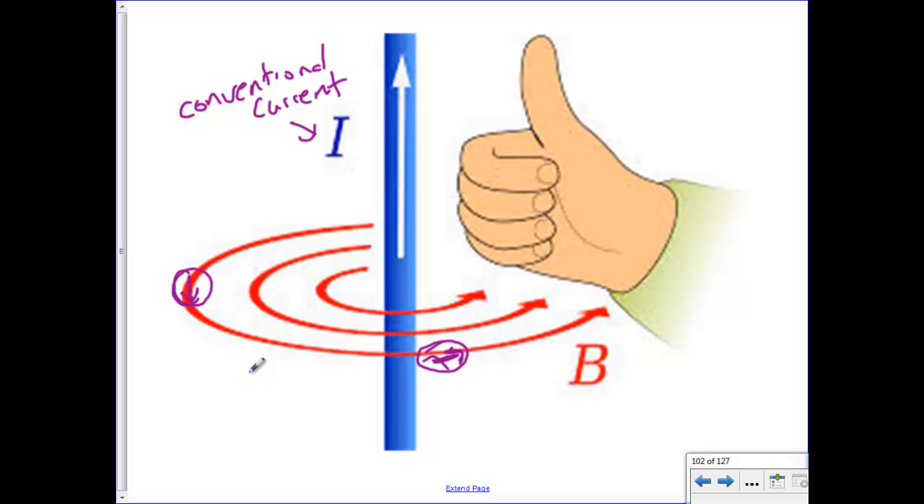Well, the compass is how you tell which way a magnetic field goes, because a magnetic field is defined as the direction a compass would point, from north to south. So the north arrow would point that way. It wouldn't go this way?